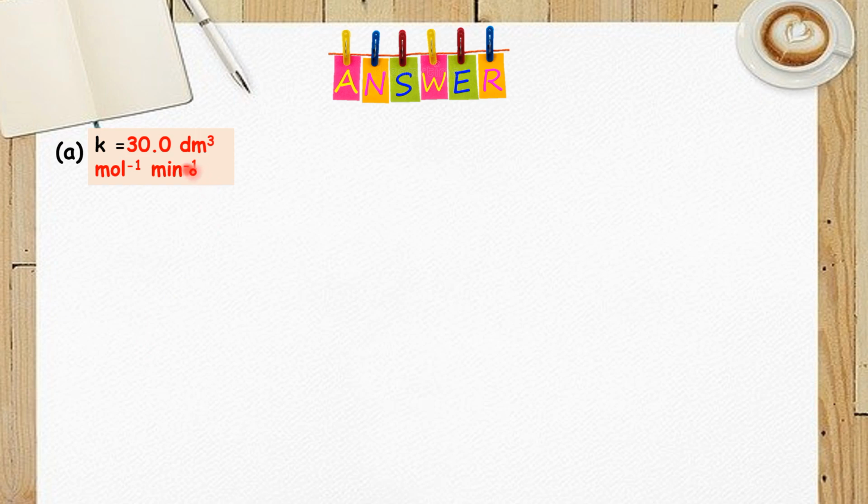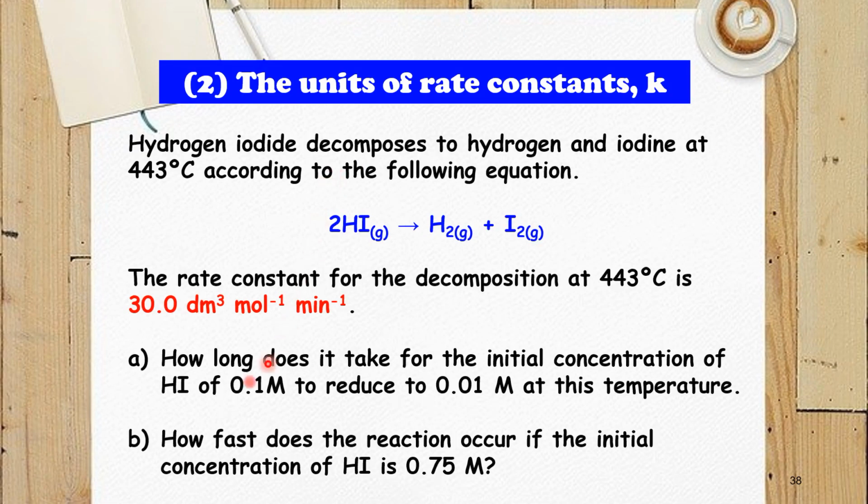Right, so based on the unit of K, that is 30 dm cube per mole per minute, or dm cube per molar per minute, this shows that the order of the reaction is second order. So that's why for part A, how long, we want to calculate the time, and we are given the initial concentration and also the concentration at T.